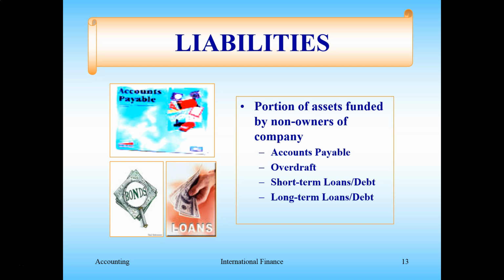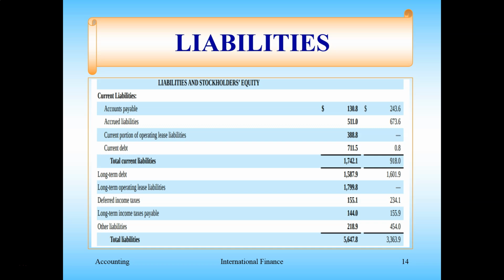Liabilities are the creditors or suppliers or lenders' claims on the company, or the portion of the assets funded by non-owners of the company. They consist of accounts payable, overdraft, short-term loans or debt, as well as long-term loans or debt. See Tapestry's liabilities in this slide.